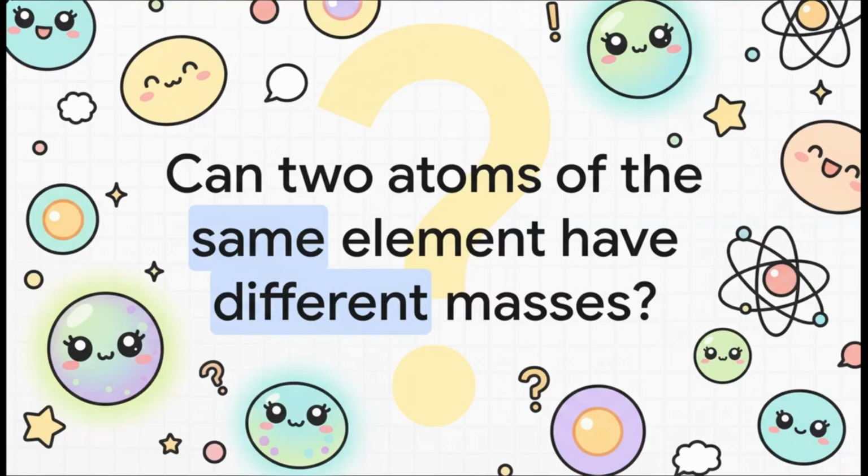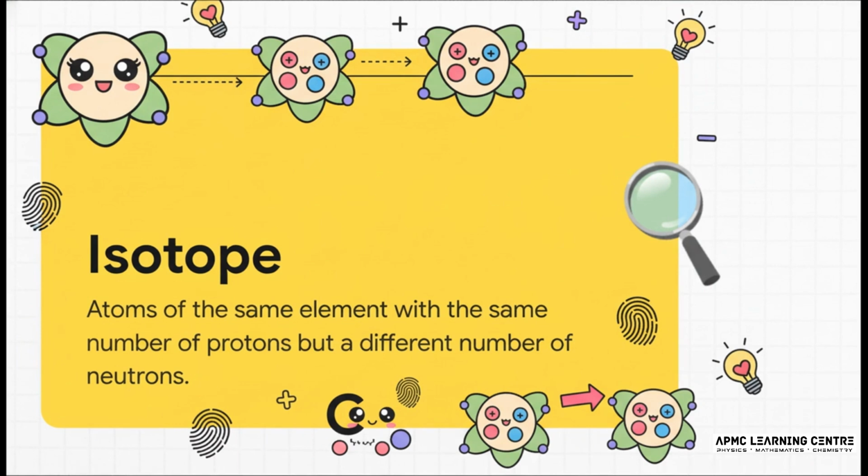Okay, so let me ask you something right off the bat. Is it possible for two atoms of the exact same element, let's say two atoms of chlorine, to actually have different masses? I mean, it sounds kind of weird, right? But the answer is a big, resounding yes. And that is where isotopes come into play.